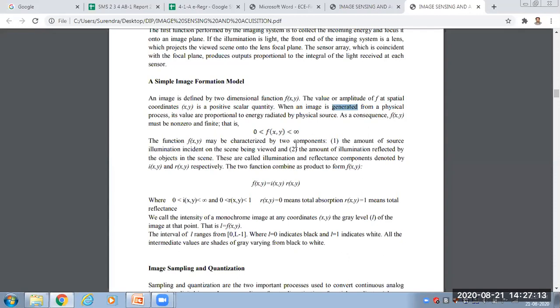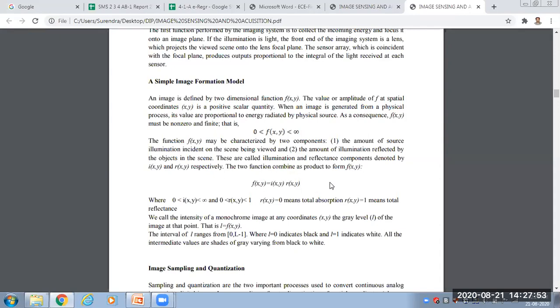However, in our image model, there are two components: I of x comma y and R of x comma y. So f of x comma y is equal to I of x comma y times R of x comma y. Here, I of x comma y is the illumination function, and R of x comma y is the reflectance. When we incident light on a particular object, some of the light is reflected back. That is represented with the help of R of x comma y. I of x comma y is the incident light, and I of x comma y times R of x comma y is your total f of x comma y.